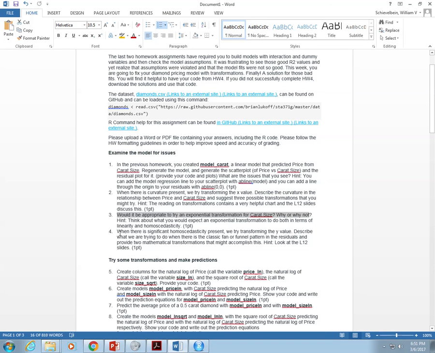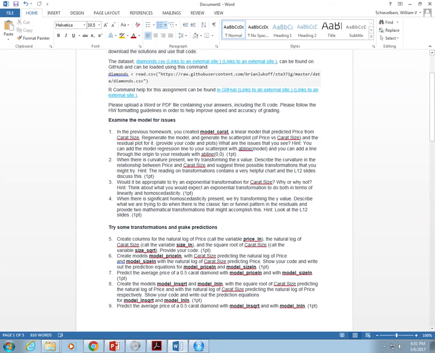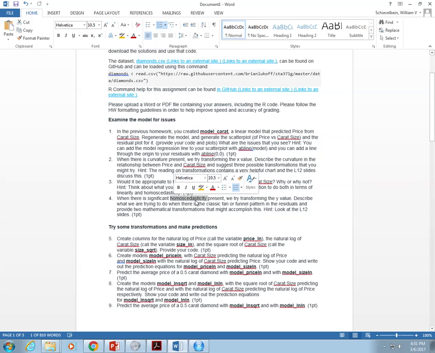Flying through this. Question 3. When there is significant heteroscedasticity, we try transforming the y values. Describe what you're trying to do when there's a classic fan or funnel pattern in the residuals, and provide 2 mathematical transformations that might accomplish this.